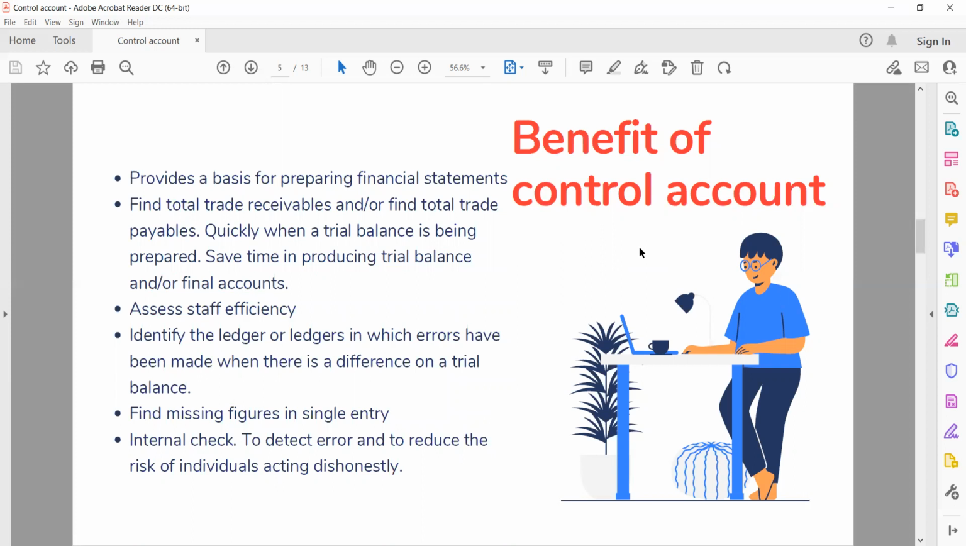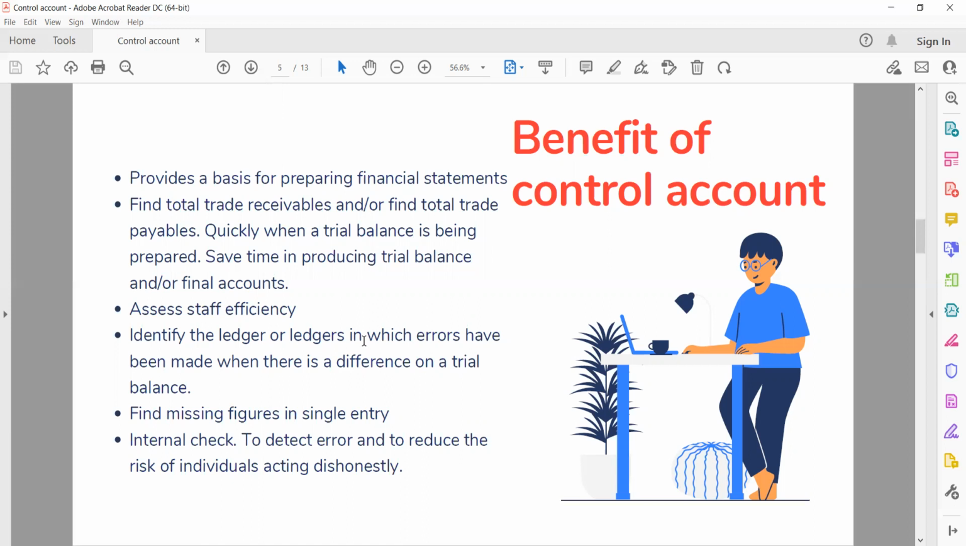So the benefit of the control account is basically similar to the purpose of the control account. It provides a basis for the preparation of the financial statement, where we take the total trade payable and trade receivable, so that we can quickly prepare the trial balance and then the final accounts, which is the financial statement. It also assesses the staff's efficiency. If the control account staff checks the sales ledger staff's work and finds not much error, then the staff have high efficiency.